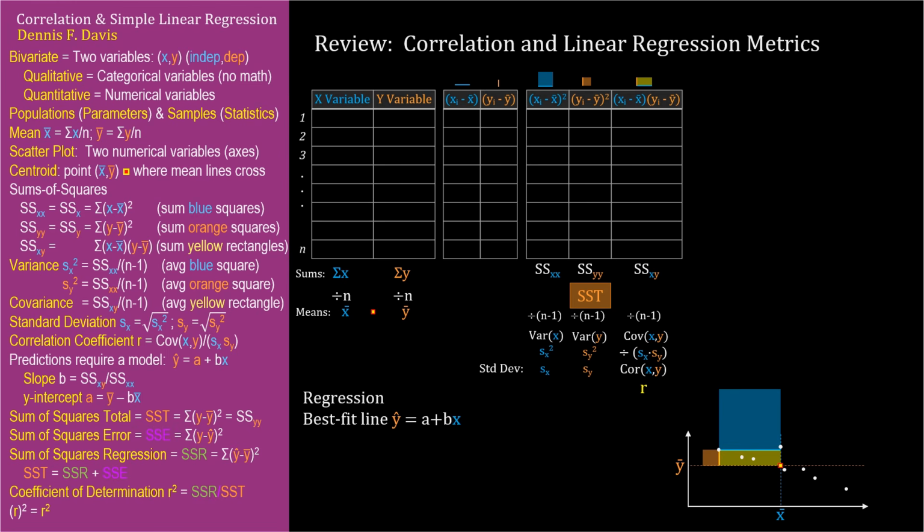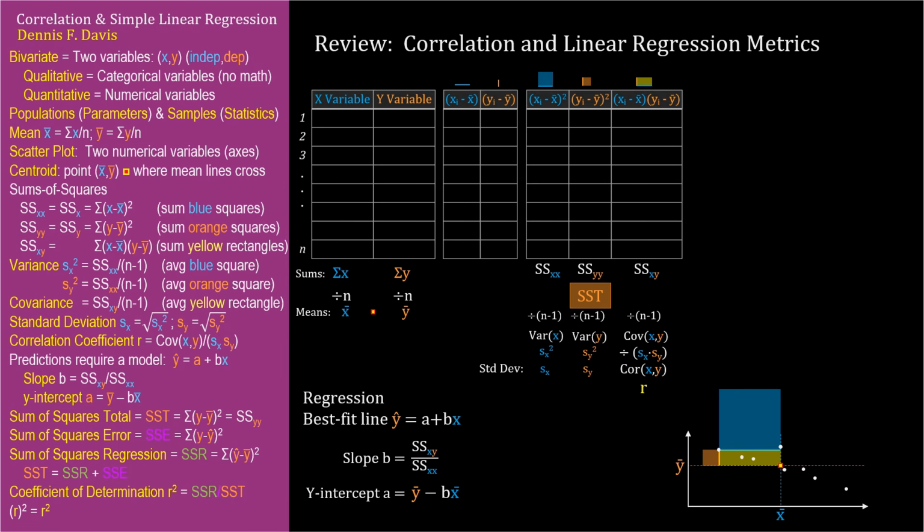Now we're ready for the regression statistics, where we'll find our best fit line we can use to make predictions. Y hat equals a plus bx, where a is the y-intercept and b is the slope. We find the slope first. Slope b is sum of squares xy divided by sum of squares xx. The y-intercept is y bar minus b times x bar. X bar and y bar are the coordinates of the centroid, so once we know the slope, we use the centroid to find the y-intercept.